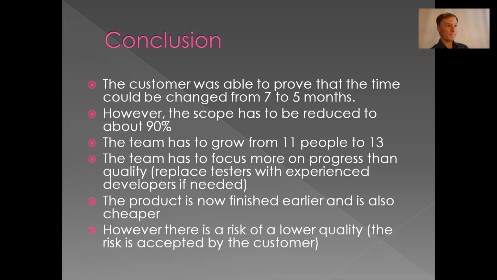Here's the conclusion. The customer was able to prove that the time could be changed from 7 to 5 months. However, the scope has to be reduced to about 90%. So you have to find 10% of the work and cut it out. Outscope it, as we say. The team has to grow from 11 people to about 13, depends on how you measure that.